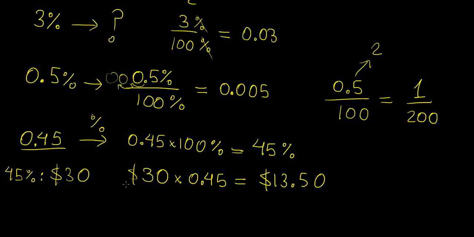Another way in which you could have done this is to say, okay, so let's say I have 45%, but I don't know what the decimal is. You would simply multiply your $30 by 45% and then divide by 100.